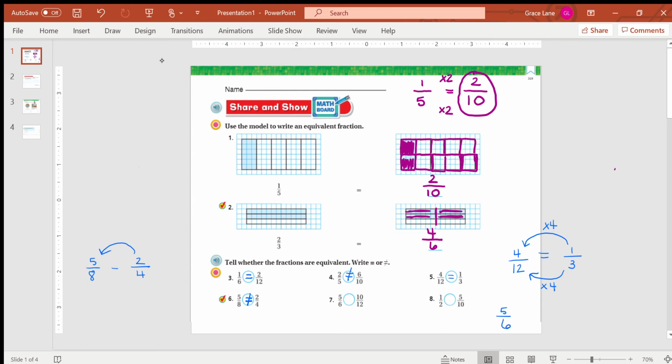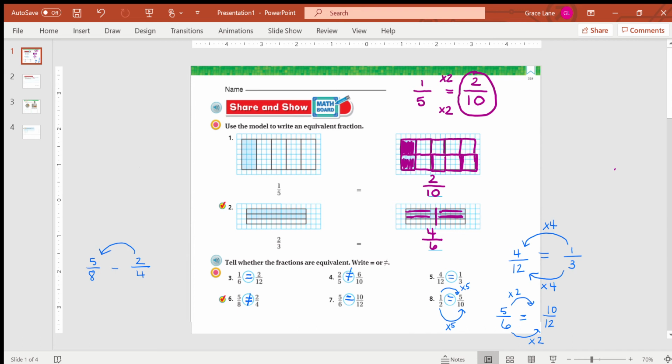Number 7, 5/6 and 10/12. 5 over 6, 10 over 12. Alright, so 5 times 2 is 10. Did they do the same factor on the bottom, times 2? Yes, so these are equal. And then number 8, they were doing on the top, they multiplied by 5. Is that true? On the bottom, 2 times 5 is 10? Yes, so these are also equal.